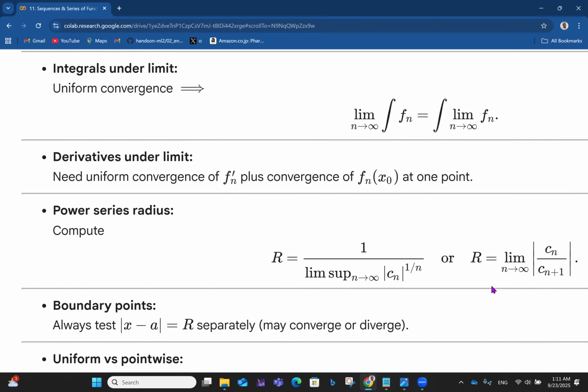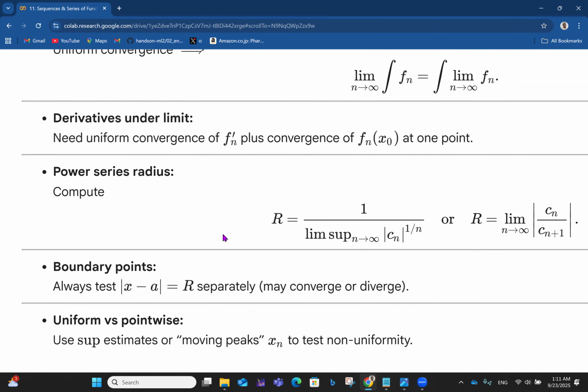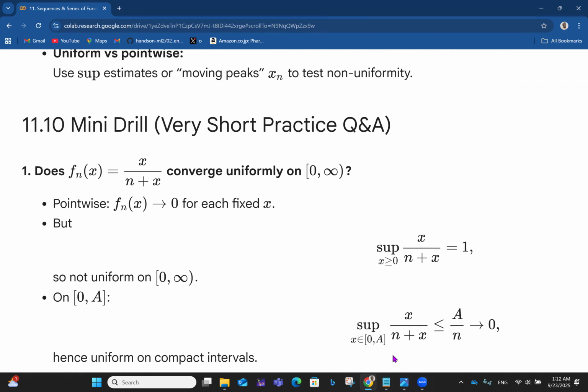So r is the limit as n approaches infinity of the absolute value of cn over cn plus 1. Then you have boundary points, okay? Boundary points you always test separately, where the absolute value of x minus a is equal to r, and it may converge or diverge. Then you have uniform versus pointwise. So use supremum estimates of moving peaks xn to test non-uniformity.